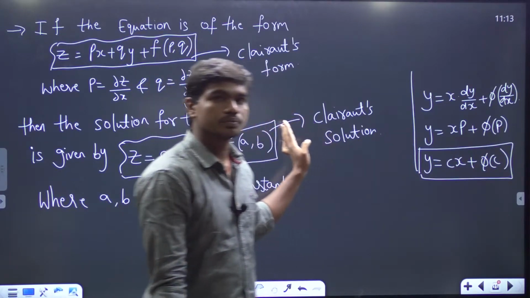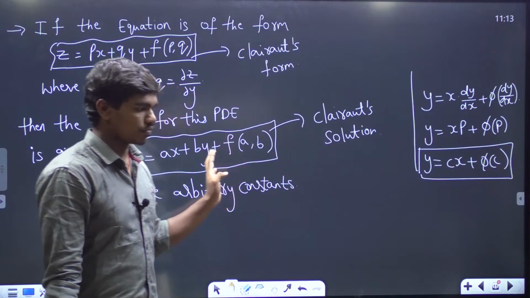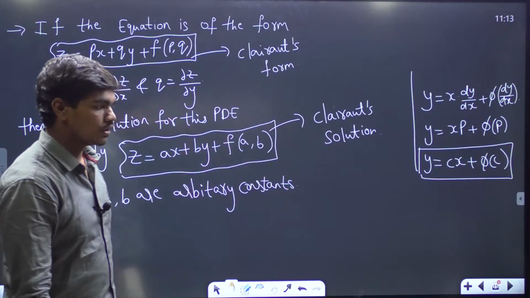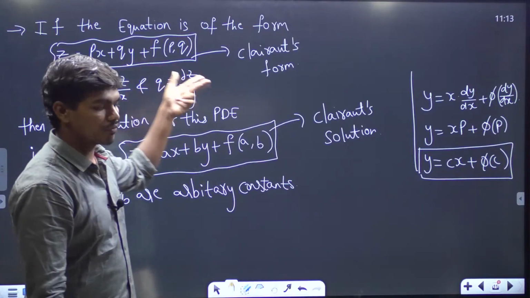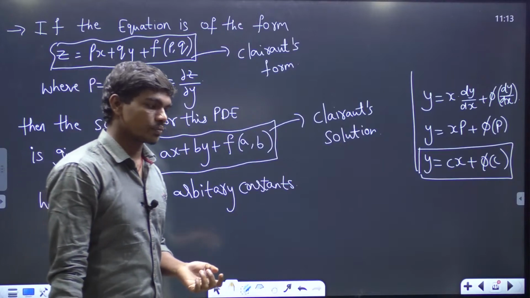Are we okay so far? Wherever you see px plus qy plus f of p comma q, just replace p with a and q with b.